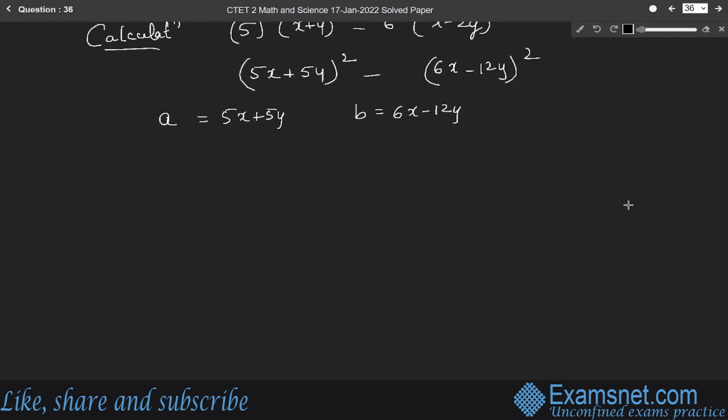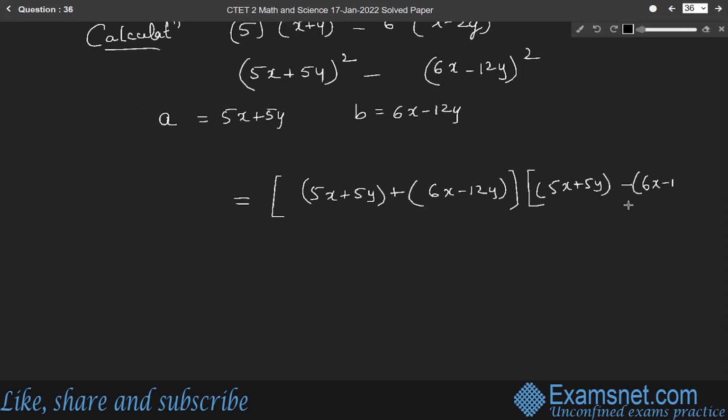Therefore, the given expression is equal to a square minus b square, (a plus b) into (a minus b), which is equal to (5x plus 5y plus 6x minus 12y) into (a minus b), into a is 5x plus 5y minus (6x minus 12y).